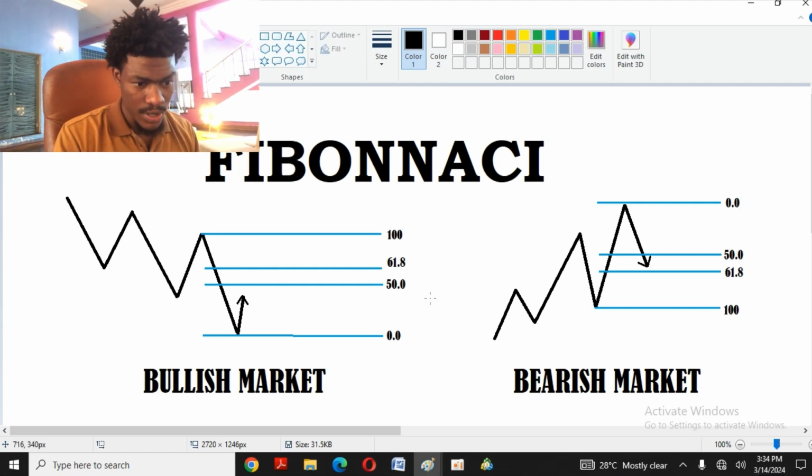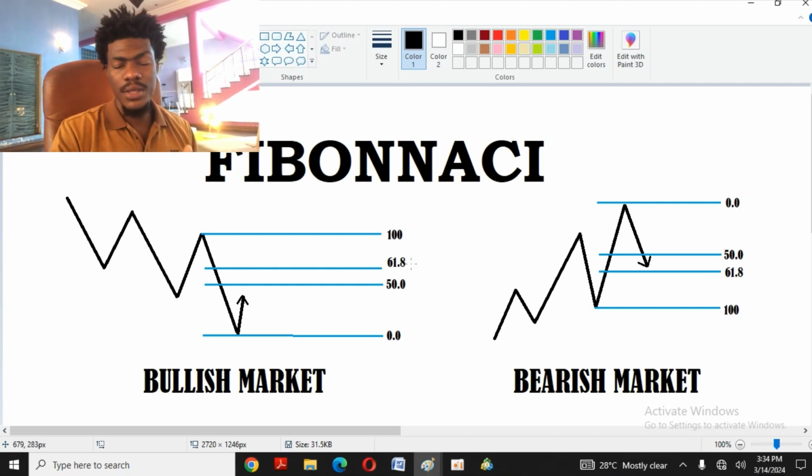You will see 0.0. Fibonacci has different levels: 50.0, 0.0, 61.8, 100. You can even erase the numbers and put the exact numbers you want, which I'll be going to explain now. But the Fibonacci retracement too is just an added confluence for you to know where the market would most likely retrace off from or bounce off from. That's what we use the Fibonacci retracement tool for.